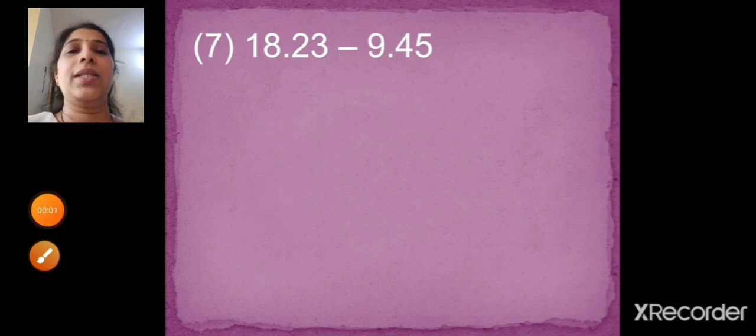So seventh one is 18.23 minus 9.45. So let's arrange them vertically.